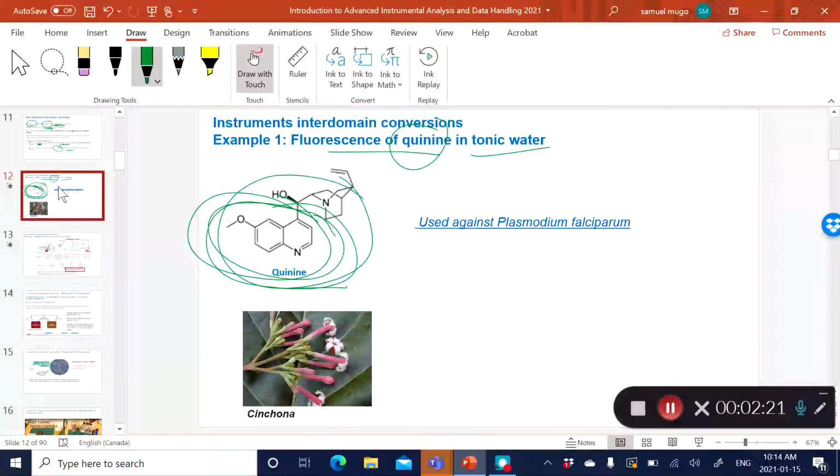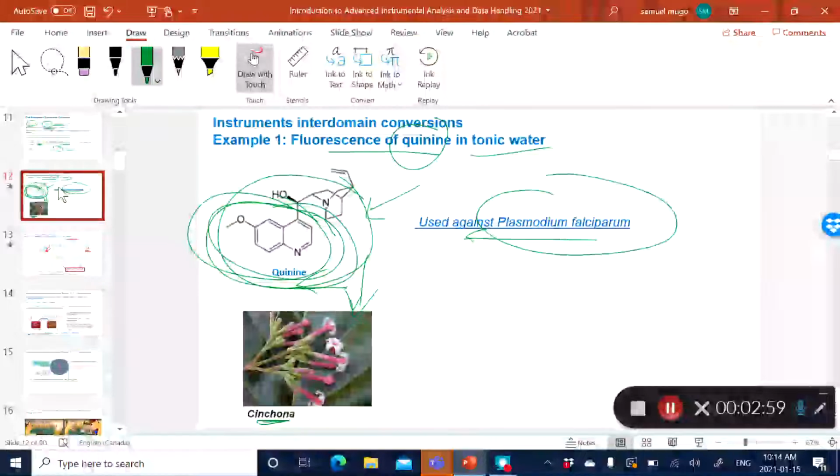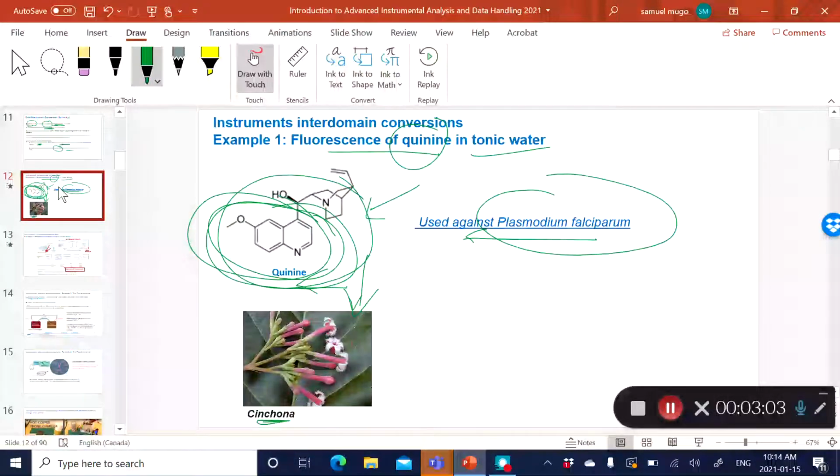Now, quinine is a molecule that is used against these kinds of species, protozoa species that transmit malaria. And it comes from the cinchona plant. To this day, actually, it's still naturally derived. Of course, people have tried synthetic processes to produce quinine, but none of them is economically viable. And so to this day, people actually extract quinine from the cinchona plant, typically grown in Peru and also some parts of Europe as well.